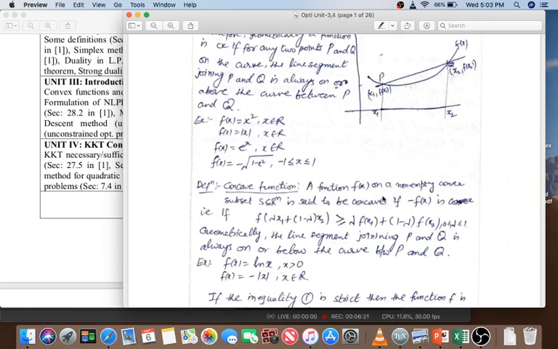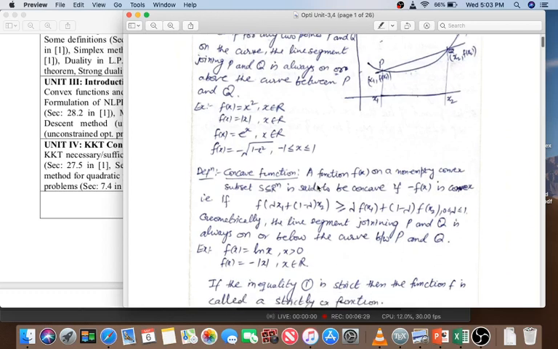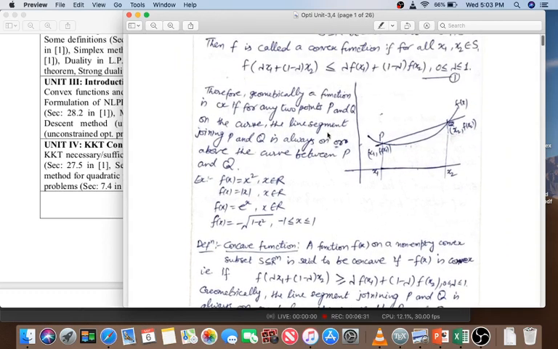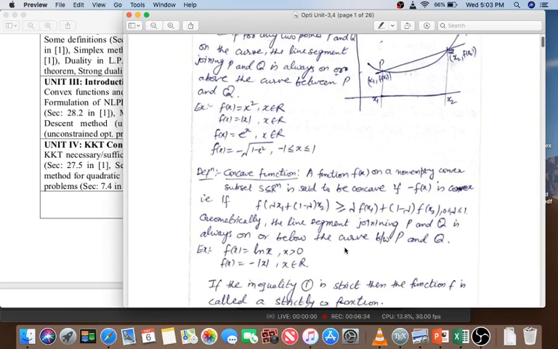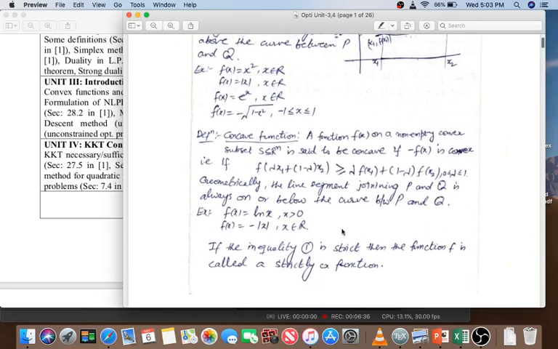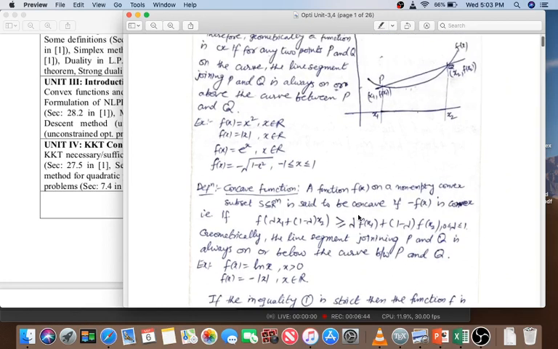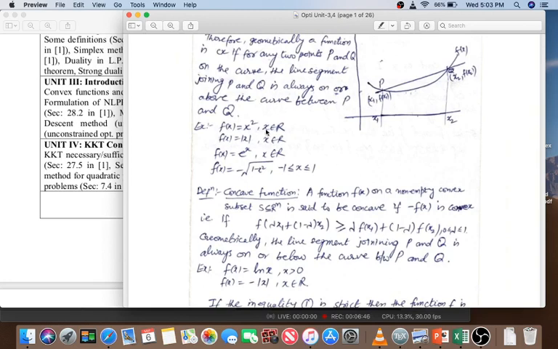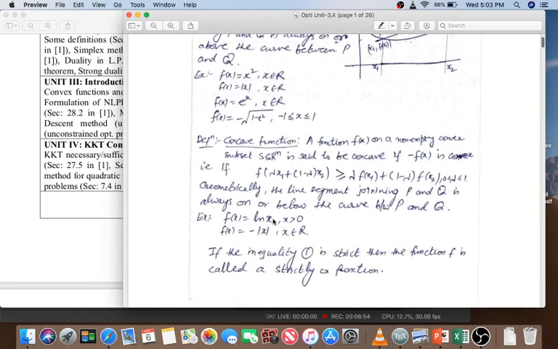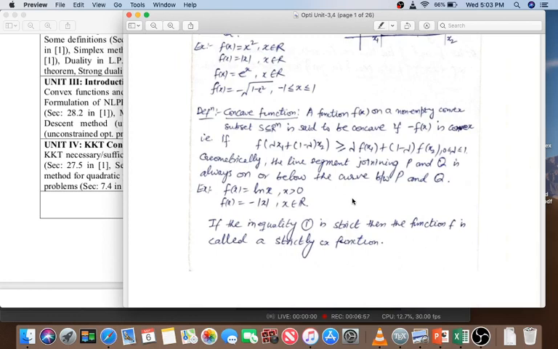A function f(x) on a non-empty convex subset of Rⁿ is said to be concave if -f(x) is convex. That means this inequality reverses. In convex it was less than or equal to, in concave it will become greater than or equal to. Geometrically, the line segment joining P and Q always lies on or below the curve between P and Q. You can take a downward parabola, like f(x) = x² is an upward parabola, and -x² is a downward parabola. Similarly, f(x) = -|x| and ln x. These are all concave functions.